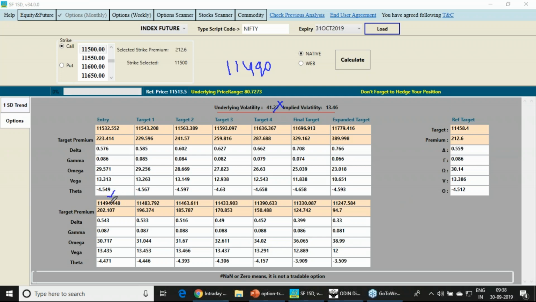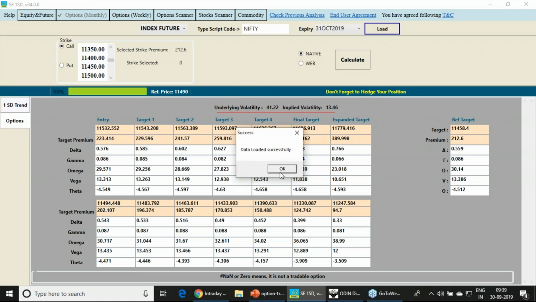The downtrend started at 11,494 and I am at 11,490. It is in a downtrend, so I can sell a call option. If I sell a call option, what will be my stop loss? 223. I can sell it, with a first target of 196, second 185-186, and 170. If I want to buy here, I can go for a put option. So now the trend has changed, and the prices have also changed. Now I have to reload this data and see what kind of reference we get.